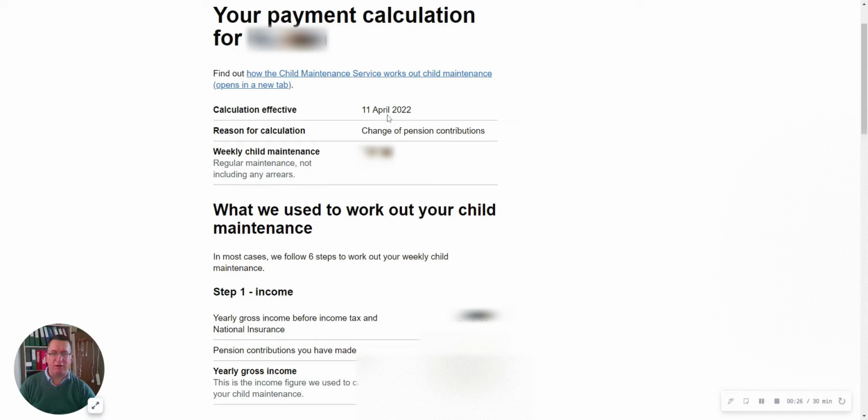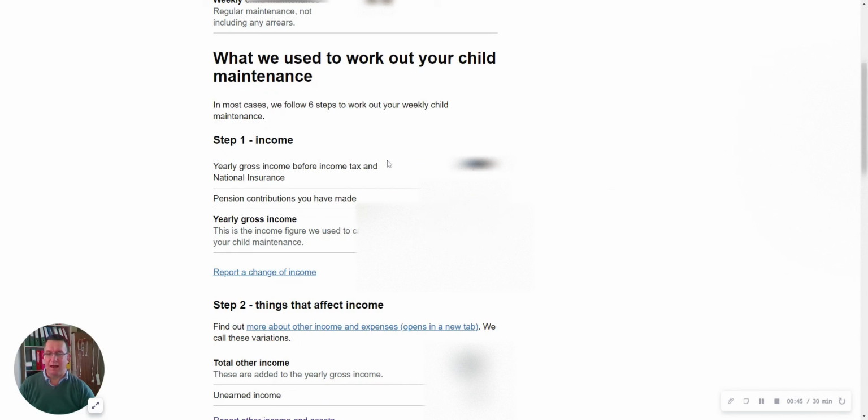It tells you when the calculation is effective, i.e. when the last calculation was done. The reason for the last calculation, in my case, it was because of adding my pension contributions. It tells you the weekly child maintenance, and as you can see there's a figure, and then it breaks it down. And the bit that's causing confusion is the section called pension contributions you have made.